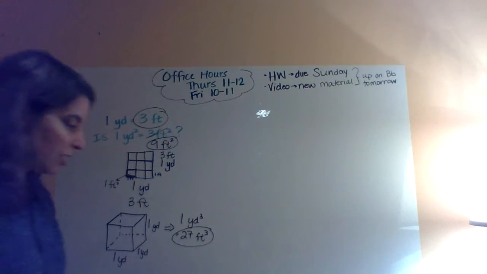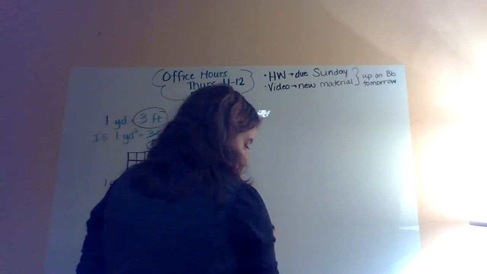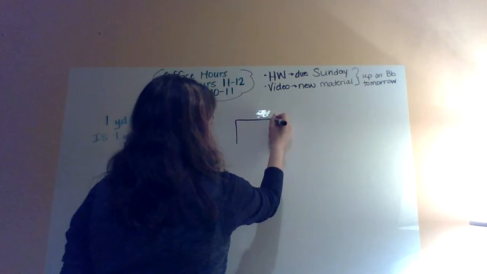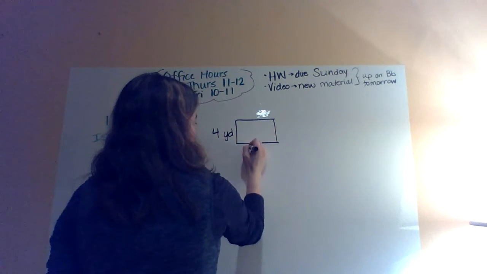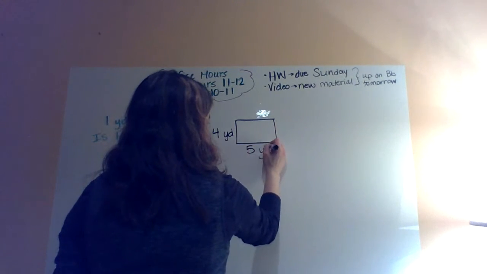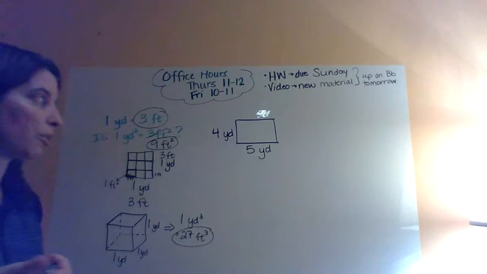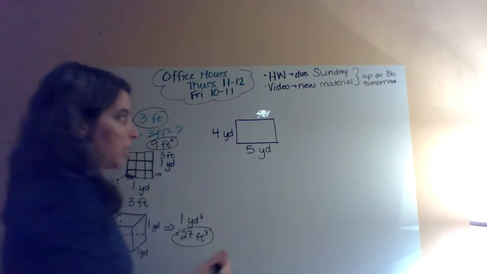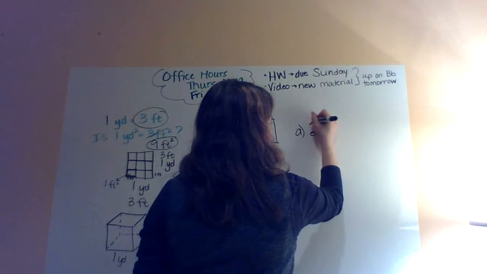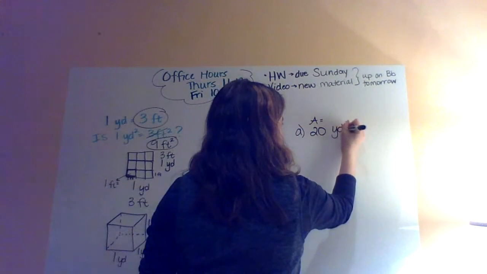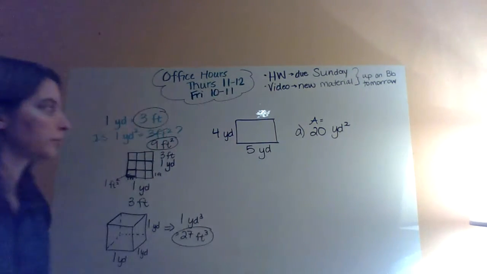Then the other thing I'd asked you to do was to have a rug. We had a rectangular rug, and one direction was 4 yards long, and the other direction was 5 yards long. So we first wanted to know the area in square yards. Well, it's a rectangle, so we'll just do base times height. So the area would be 20 square yards.